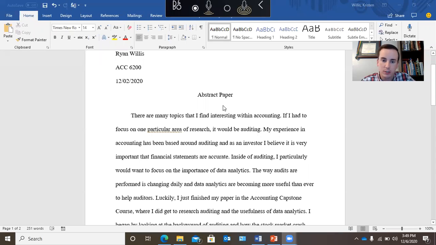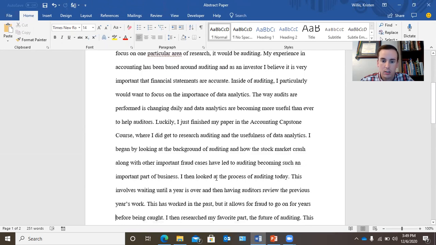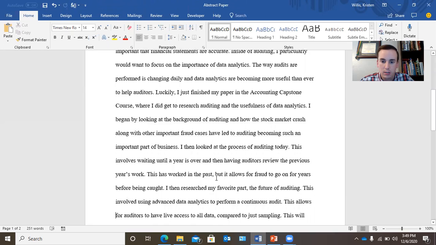So the first project was an abstract paper, and we had to pick a particular area of research that we would be interested in studying, and for me I chose auditing. Luckily I'm also in the capstone course right now, so this correlated with that class very well. Specifically within auditing, I'm very interested in data analytics and the way that audits are being performed and the changes that should be coming in the future. Let's look through this paper.